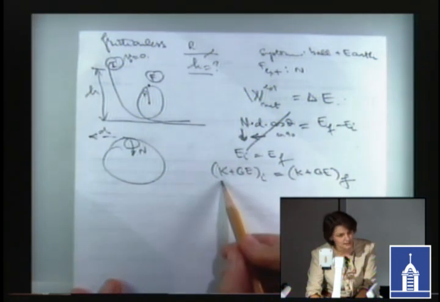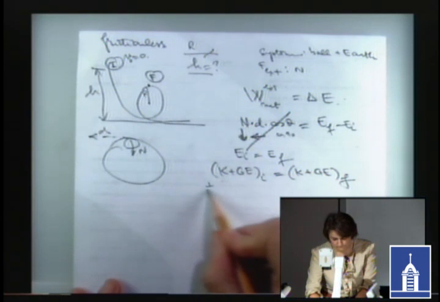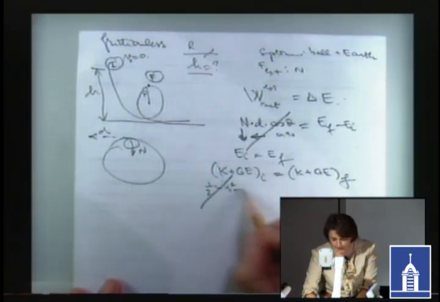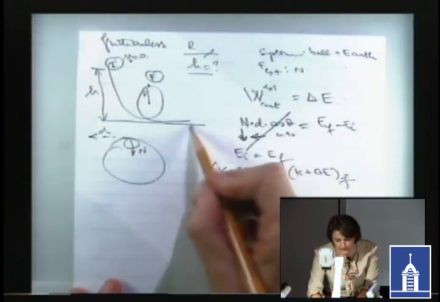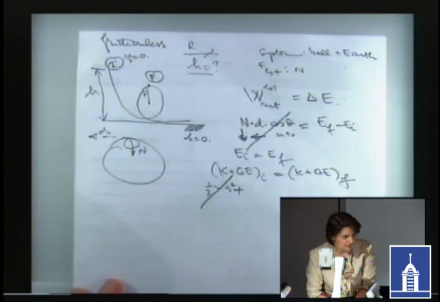Do I have any kinetic? Nope. How do you know? What's the formula? 1/2 mv squared. Very good. And it's 0, right? Plus, you know what my system is? Here is where I consider that h is 0, right?